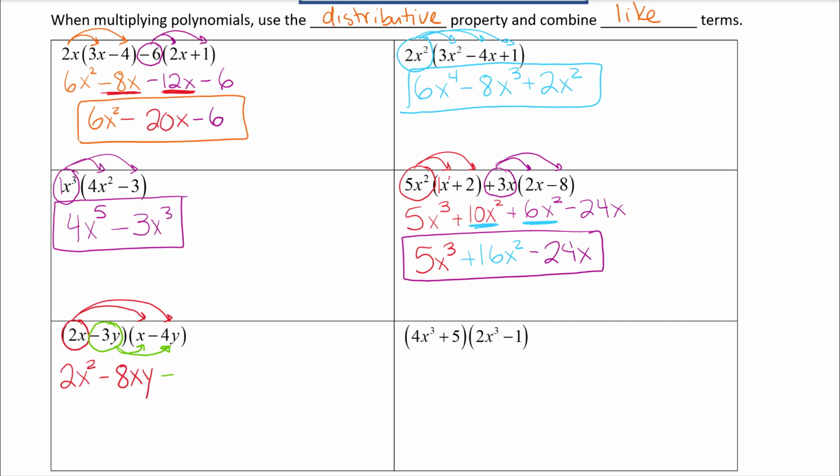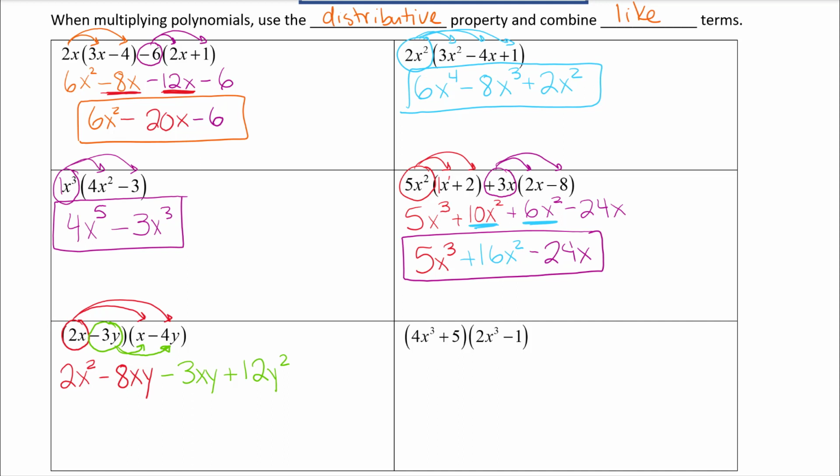Negative 3y times x is negative 3. I'm going to write xy just to put it in alpha order. Commutative property says I can put it in any order I want, so I put it in alphabetical order so I can see the like terms easier. Negative 3y times negative 4y, and negative times a negative is a positive. 3 times 4 is 12, and y times y is y squared.